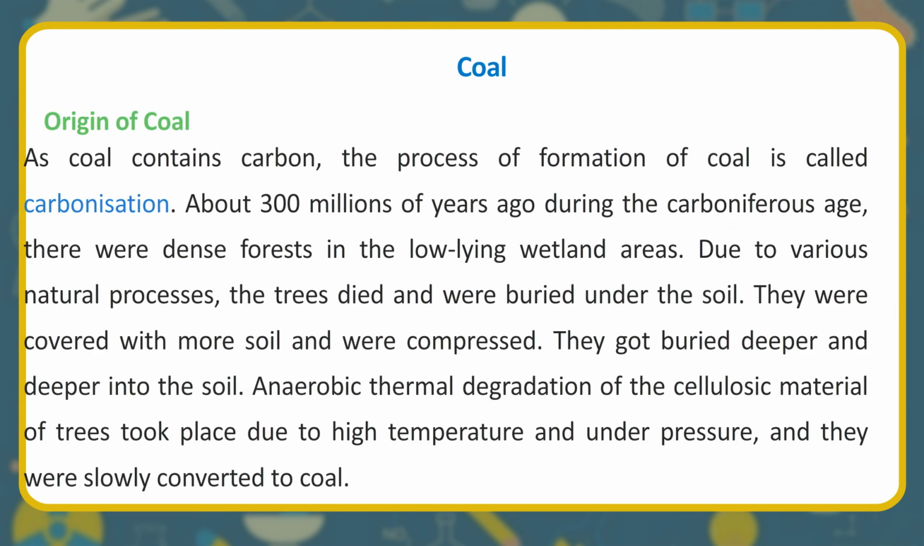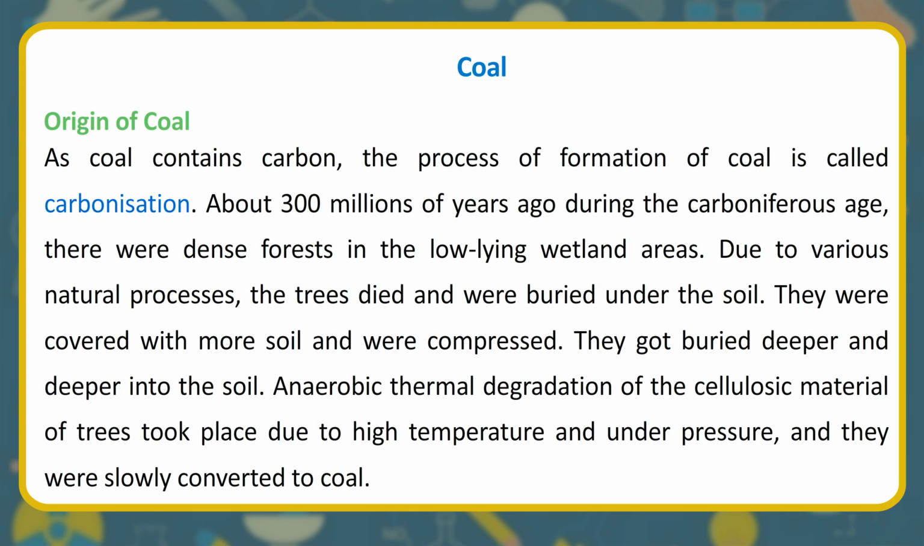Origin of coal. As coal contains carbon, the process of formation of coal is called carbonization. About 300 million years ago during the Carboniferous age, there were dense forests in the low-lying wetland areas. Due to various natural processes, the trees died and were buried under the soil. They were covered with more soil and were compressed. They got buried deeper and deeper into the soil.